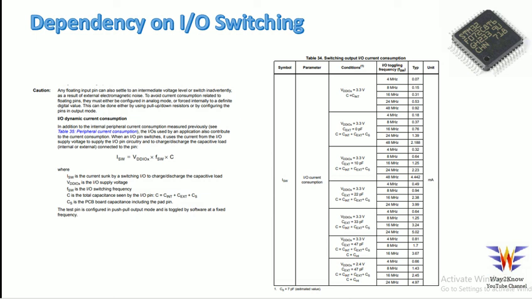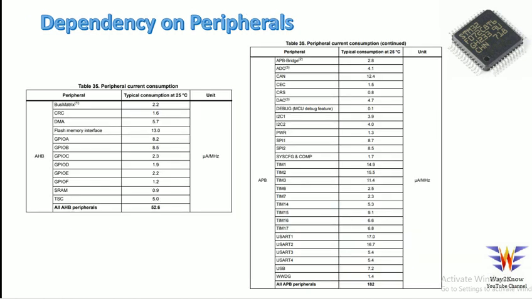And then dependency on IO switching. Most of the IOs we use are used for control operations, so there will be a lot of switching involved. The power consumption due to the switching mainly depends on the voltage to which it needs to be switched, the switching frequency that is used, and the capacitance associated with this particular microcontroller. So this is the formula that is given.